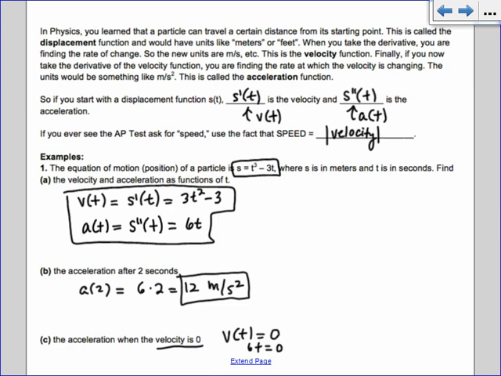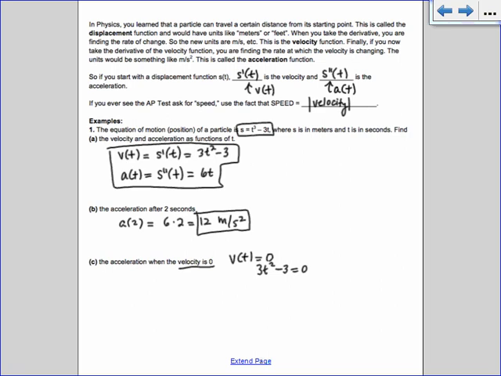6t is the acceleration, right? It's not the velocity. You wouldn't get a point because you have the wrong setup. Does that make sense? So always write it in the simplest form first. So we're going to have 3t squared minus 3 is equal to 0. And we solve, so we add the 3 over, divide by 3. So we get t squared equals 1. So t equals plus or minus 1.